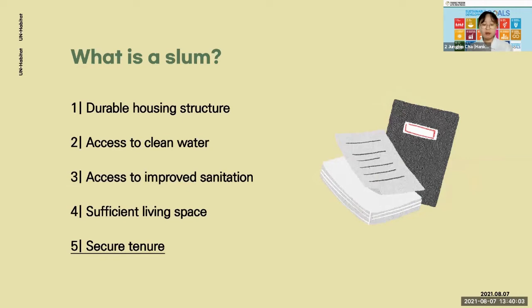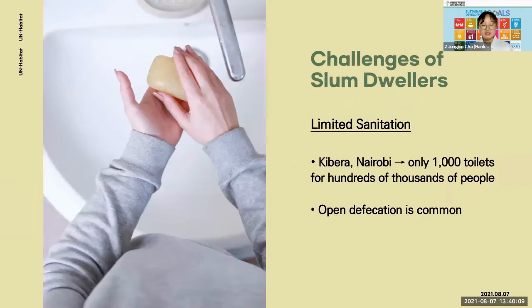But slum residents are faced with challenges of lacking access to the above and more. Due to limited sanitation, the slum in Kibra, Nairobi, had open sewer lines empty effluent in front of people's houses. It had only 1,000 toilets to serve the entire slum population of hundreds of thousands of people, and thus open defecation is still common, which exposes people to higher risks of disease and become targets for crime, especially for women.